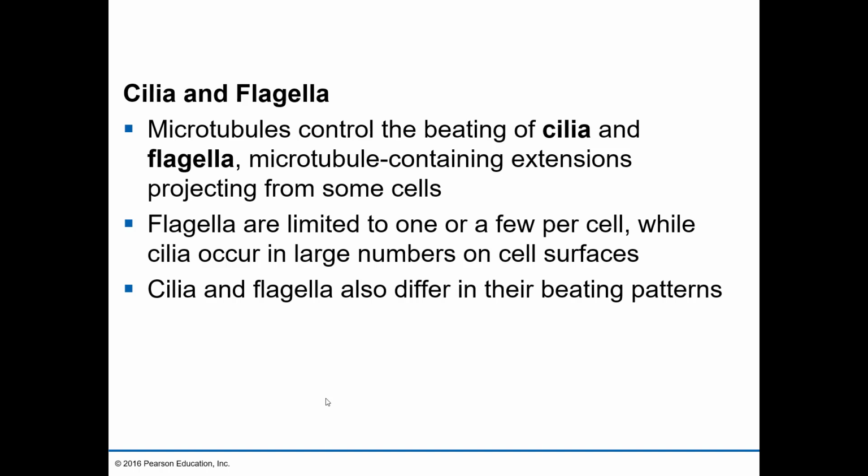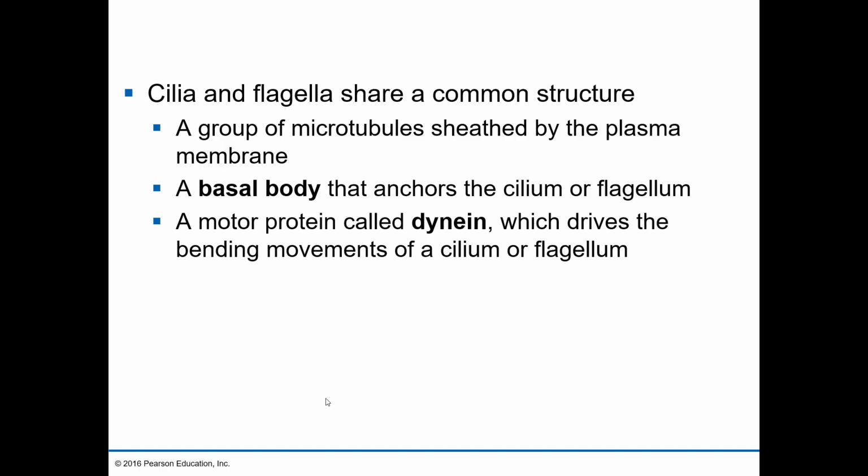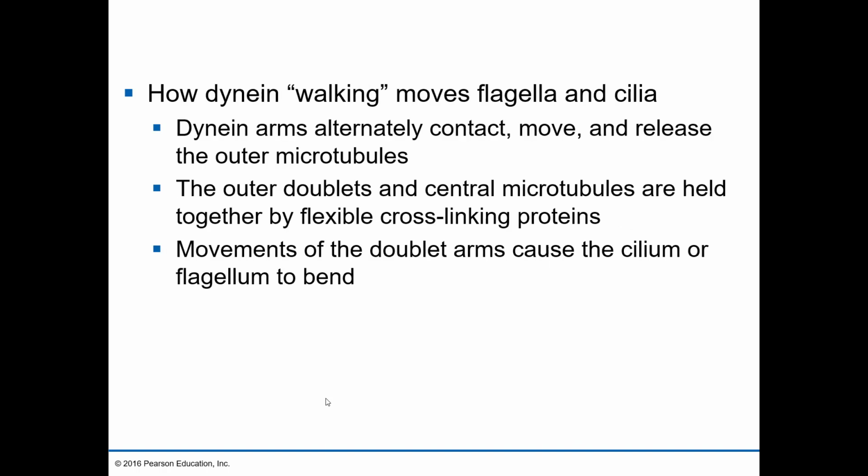Flagella are limited to 1 or a few per cell. So they're like just a single or a double tail, but cilia are in giant numbers that cover the cell surfaces. And then their pattern is a little bit different in the way that they beat. But they do share a common structure. So a group of microtubules is sheathed by the plasma membrane, and then a basal body anchors the cilium or flagellum, and then that motor protein called dynein drives the bending movements of the cilia or the flagellum. And I think that video explains it so much better than looking at any of the pictures or reading any of these words.